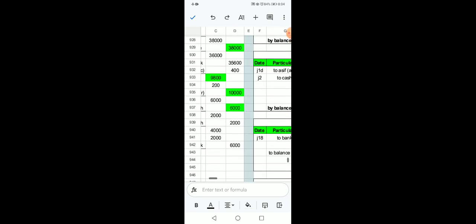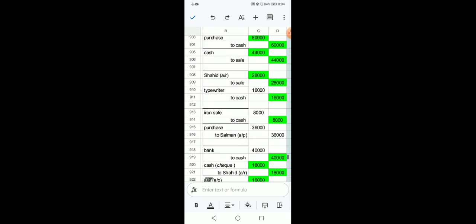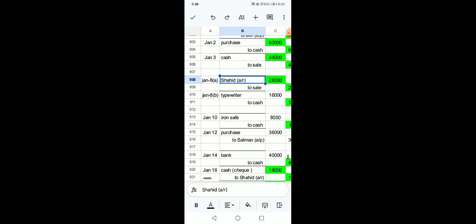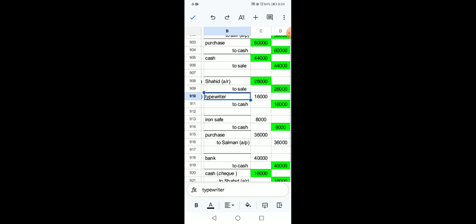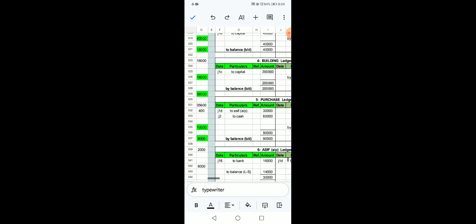Let's see what next ledger we are going to make. We were making Shahid's ledger. So what is the unmarked element? That is typewriter 16,000. We are going according to sequence. We are not picking ledgers according to our choice. Whatever is unmarked, that ledger would be made. This is our sequence. So we are going to make the ledger for typewriter.